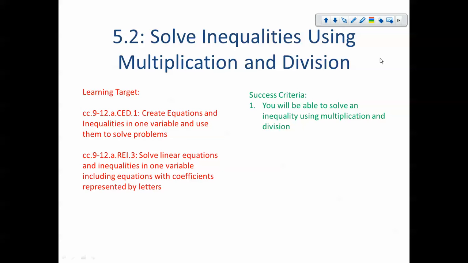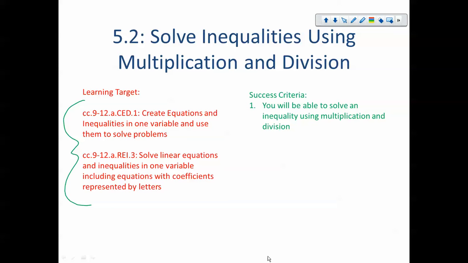The common core standards that we will be addressing in this lesson are here on the left. And to break that down to specifically what you will be doing is over here on the right. We are going to be solving an inequality using multiplication and division. We are expanding our knowledge of solving inequalities. And the great thing here is it's almost exactly the same. There's just one slight little difference. So if you can solve an equation, you can solve an inequality.